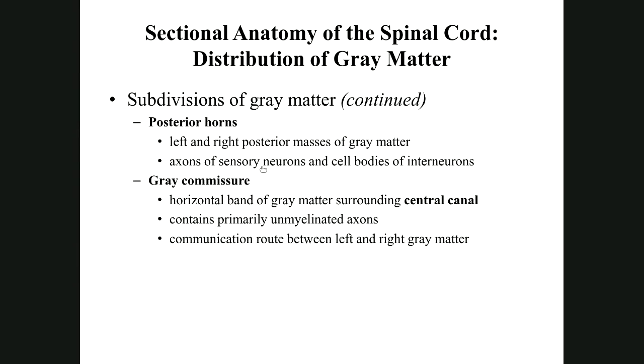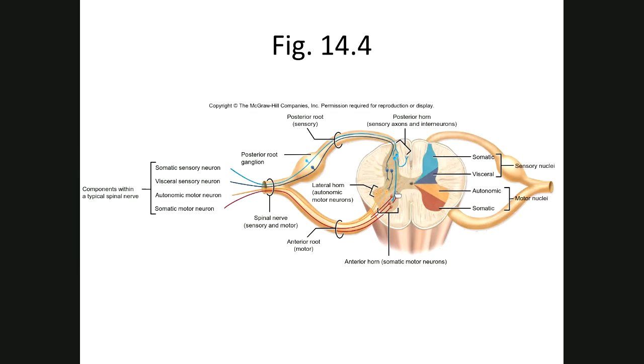Now, in the middle, the body of the butterfly, what connects the two wings together is called the gray commissure. And in the middle of the gray commissure is a little hole called the central canal. I'm going to back up to that picture real quick. Here we can see the gray commissure. This is the body of the butterfly. This is what connects the two spinal hemispheres. And in the center is that central canal.